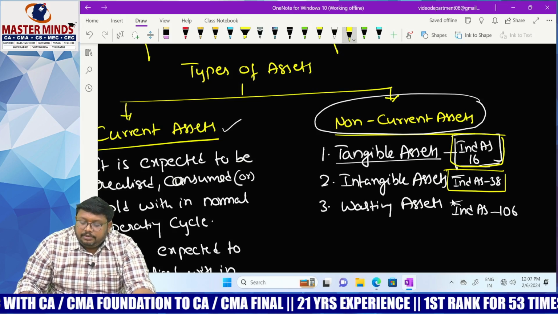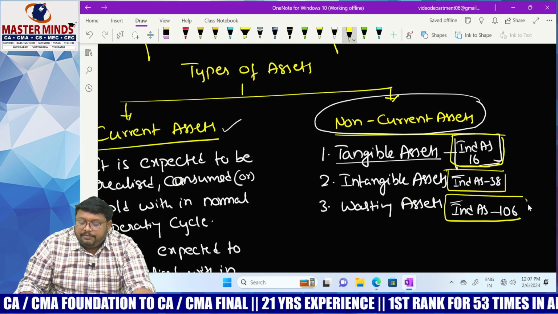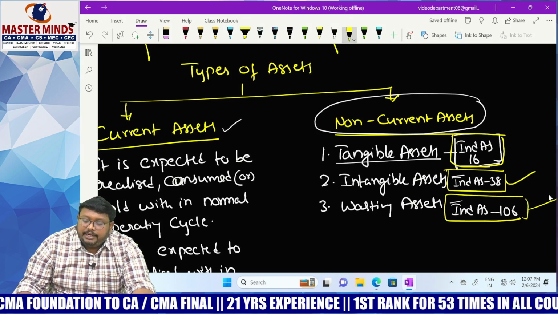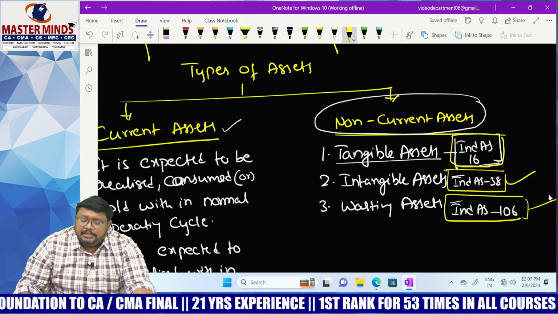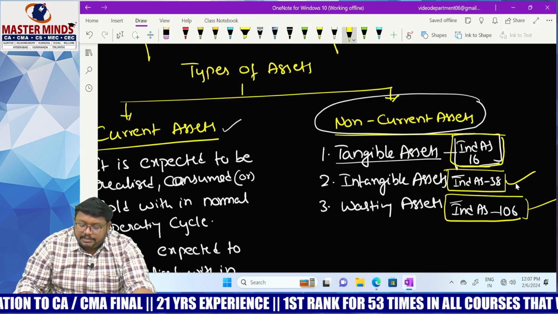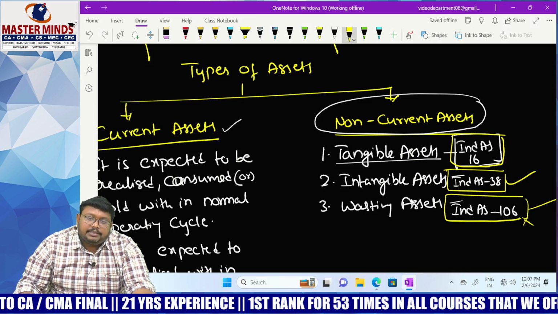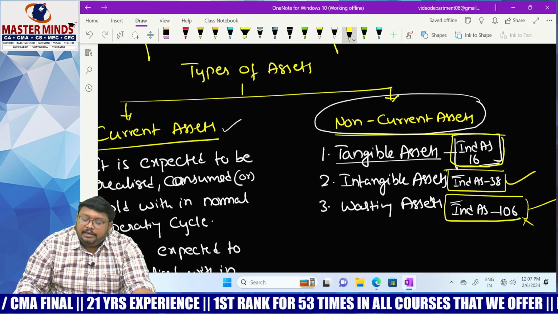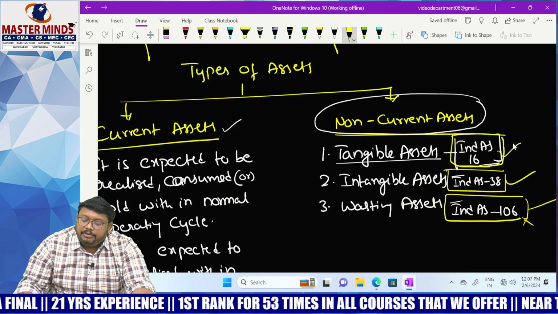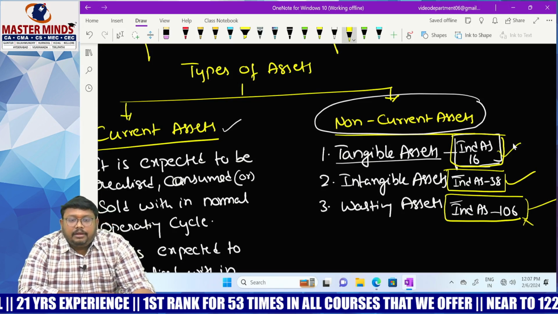So we will discuss intangible assets and wasting assets when we discuss Ind AS 38 and 106. At present, in your CMA Final syllabus, we have Ind AS 38, we don't have 106. We keep that aside. Right now we came into Ind AS 16.